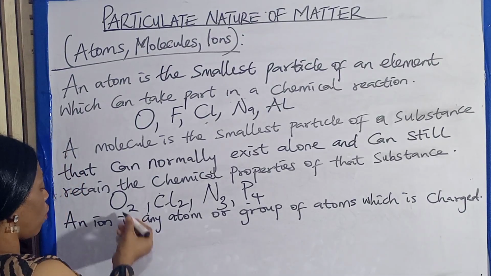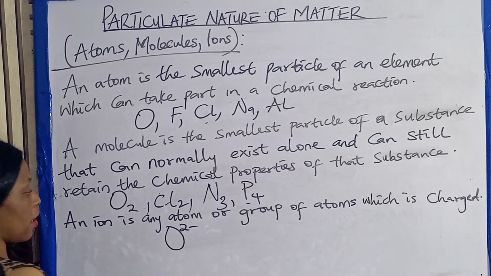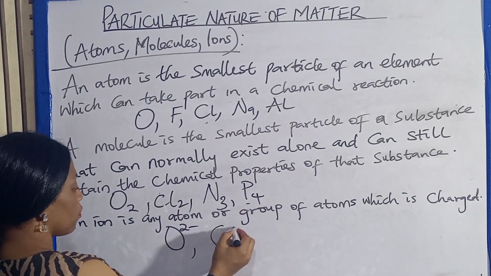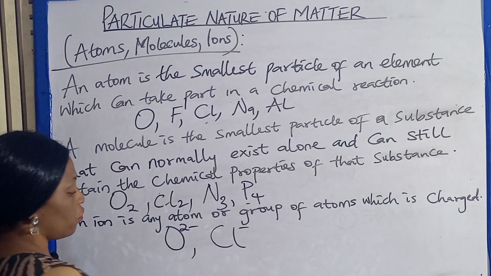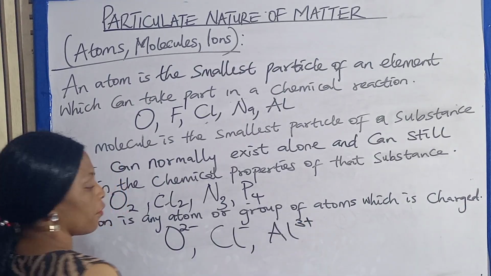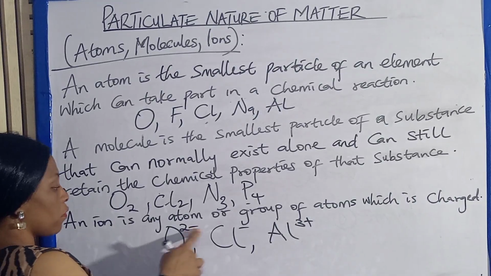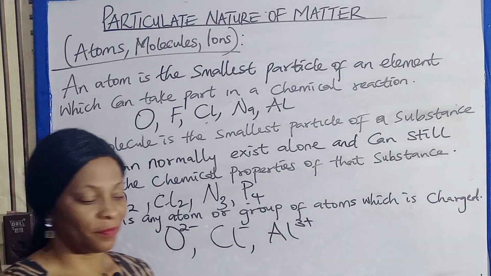So for example, oxygen, you have this oxygen ion, it is charged. You have chlorine, you have chlorine ion, it is charged. You have aluminium ion, it is charged. So once there is plus or minus attached to it, we call it an ion.